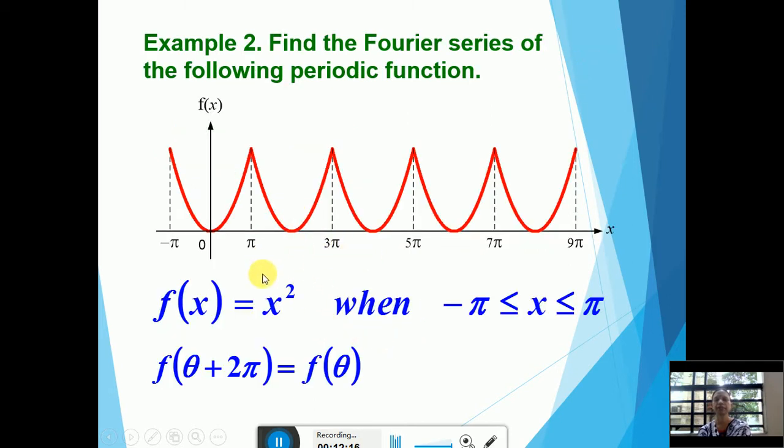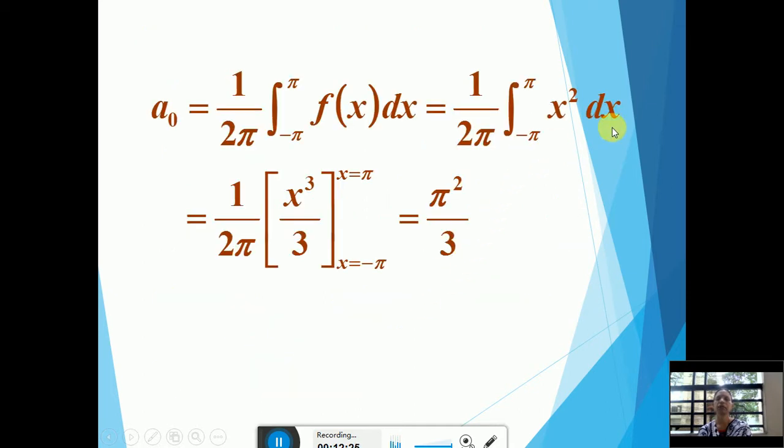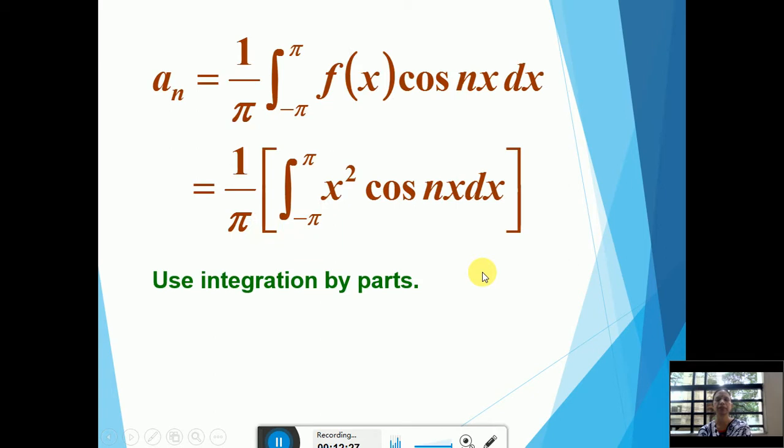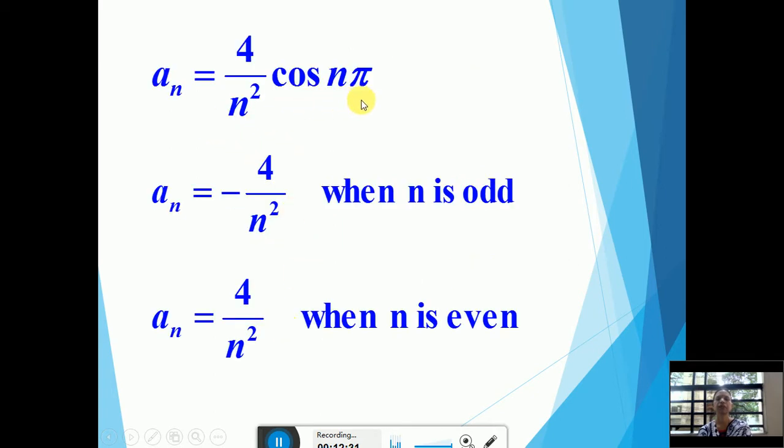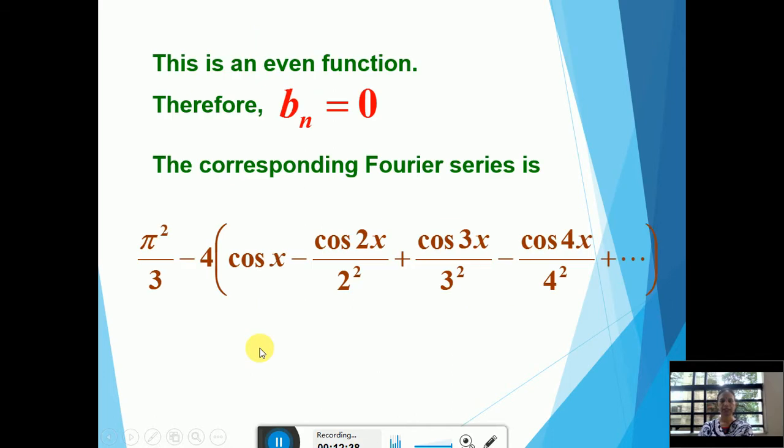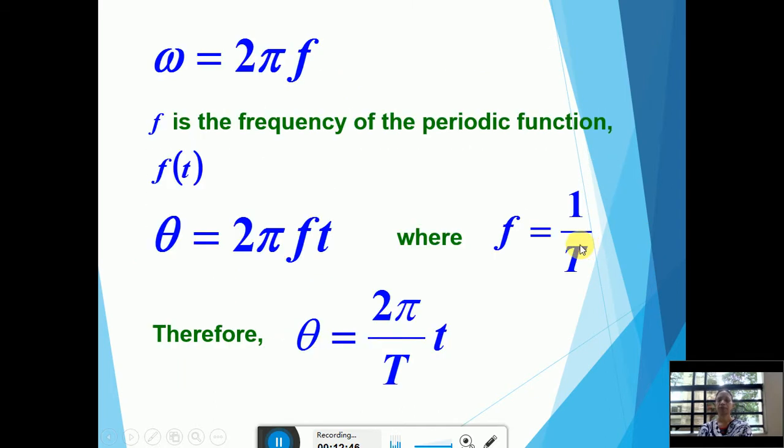Let us take this as an even function. f of theta plus 2 pi is equal to f of theta because the periodicity is 2 pi, and if you integrate between the limits, what you are getting is pi squared by 3. For An, use integration by parts. When n is odd, this is what you are getting. When n is even, you are getting this. We are making use of the trigonometric relations. Therefore, Bn is 0 because it is an even function. So the corresponding Fourier series is given by cosine terms, all this.